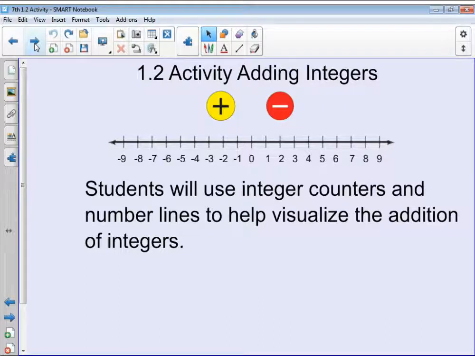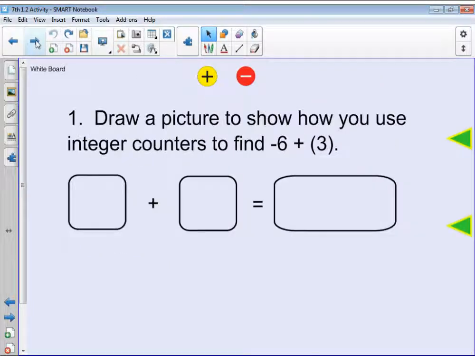Students will use integer counters as well as number lines to help visualize the addition of integers. As students get more comfortable with solving problems of addition of integers, they will eventually get away from this, and some of you may be comfortable right away, so just bear with me.